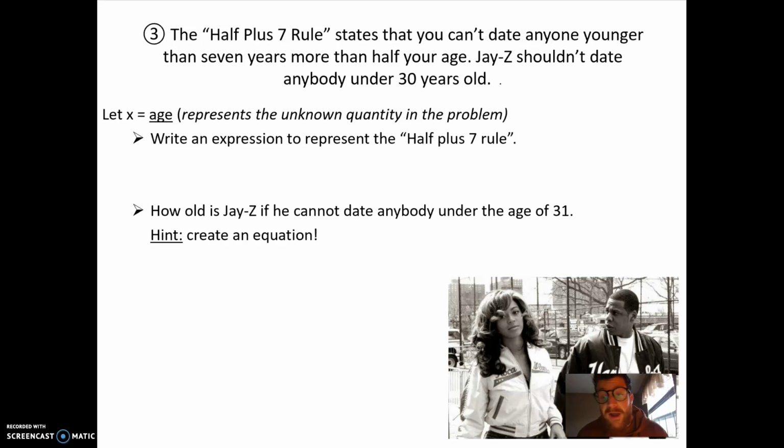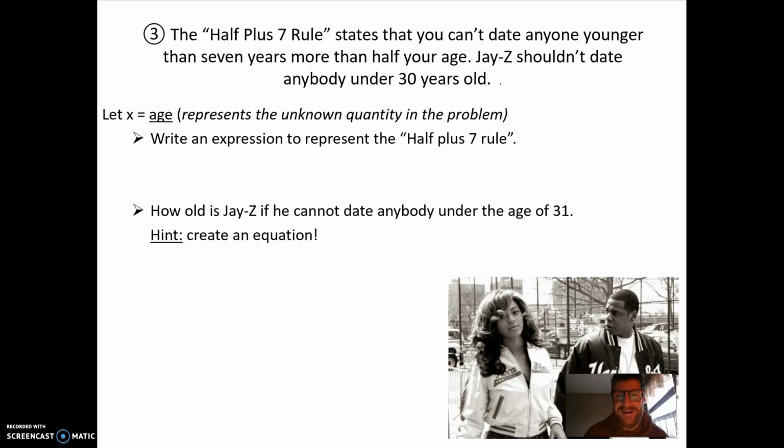All right, next problem. I don't know if you ever heard of the half plus 7 rule, but it's like a loose dating rule thrown around, more so in the 90s, but I thought it would be interesting to put into play here. The half plus 7 rule states that you can't date anyone younger than 7 years more than half your age. Basically, if you're 30 years old, half of 30 is 15, add on 7, that's 22. So if you're 30, by this societal rule, you couldn't date anyone under 22 or it would be frowned upon.